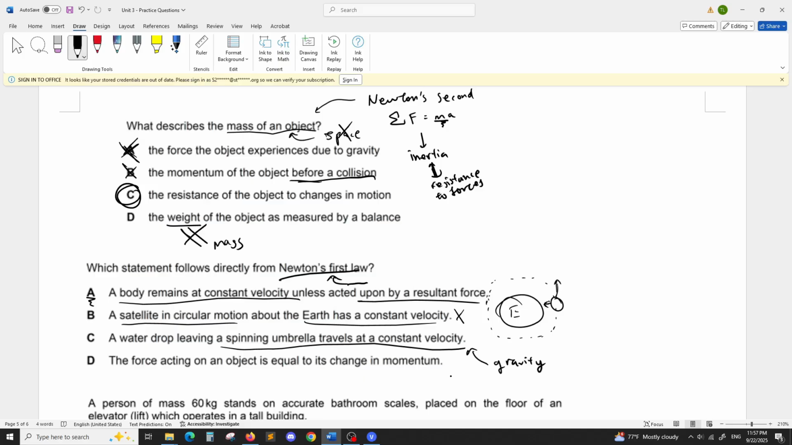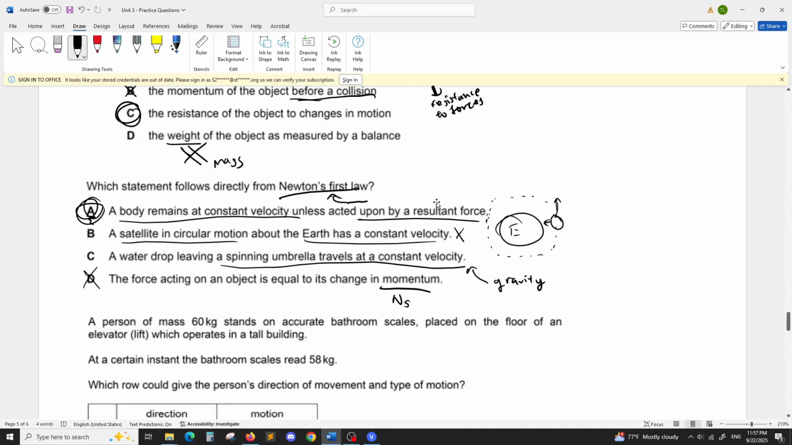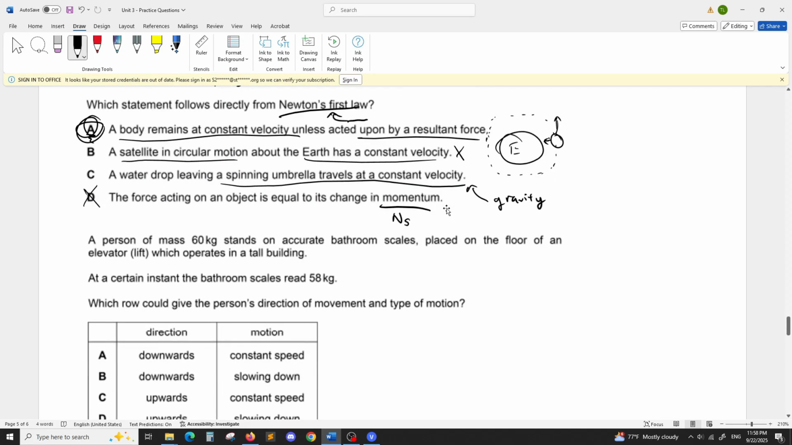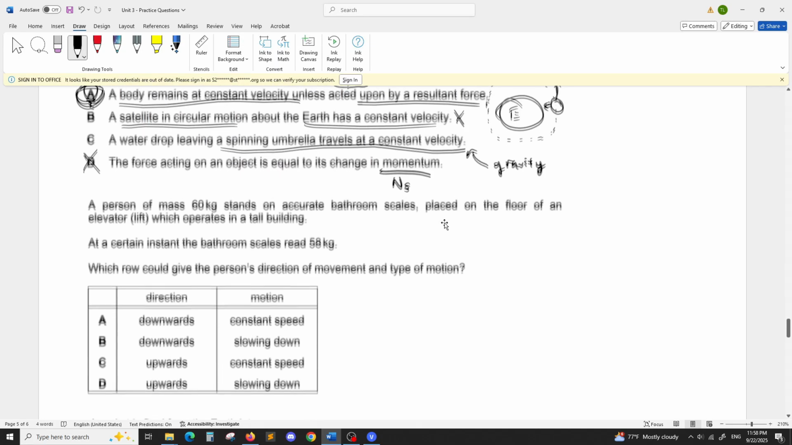Because momentum is actually an S. So we can just say it's not D, because when you're talking about Newton's first few laws, you want to disregard momentum at all. They don't even talk about momentum, they talk about forces and how they affect an object. Momentum is actually unit 6, which we'll get to, I'm pretty sure.